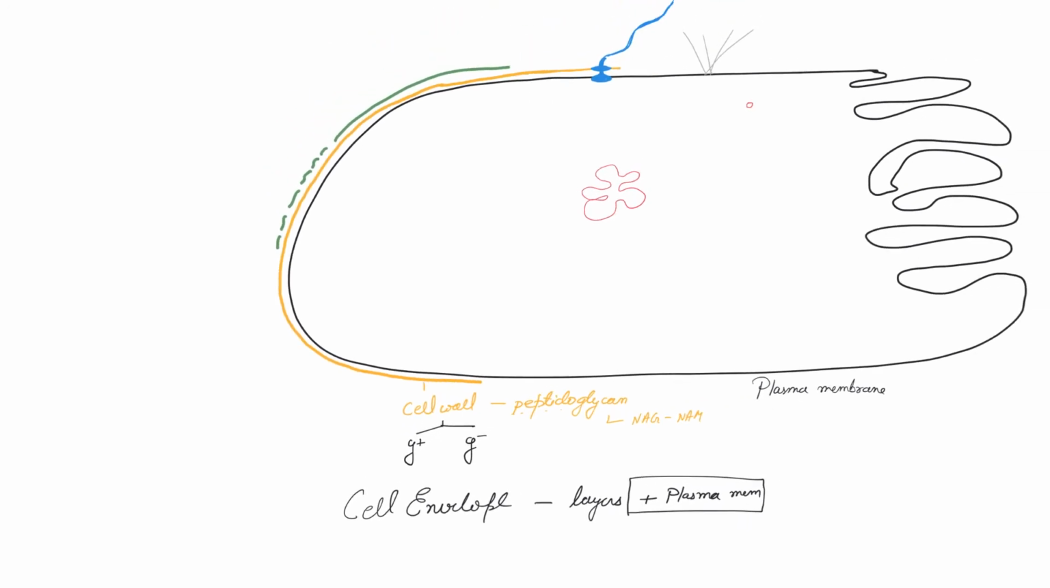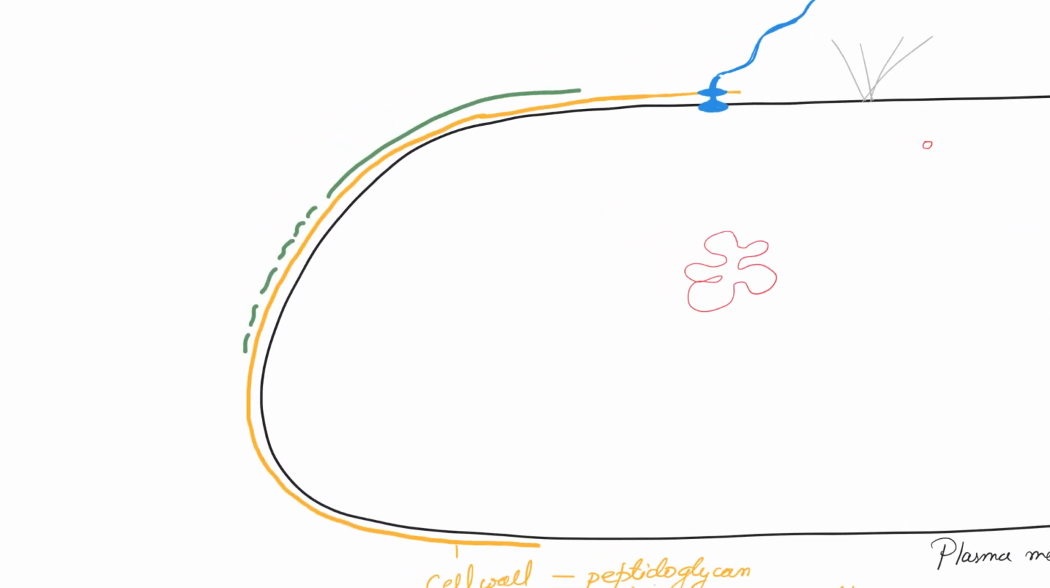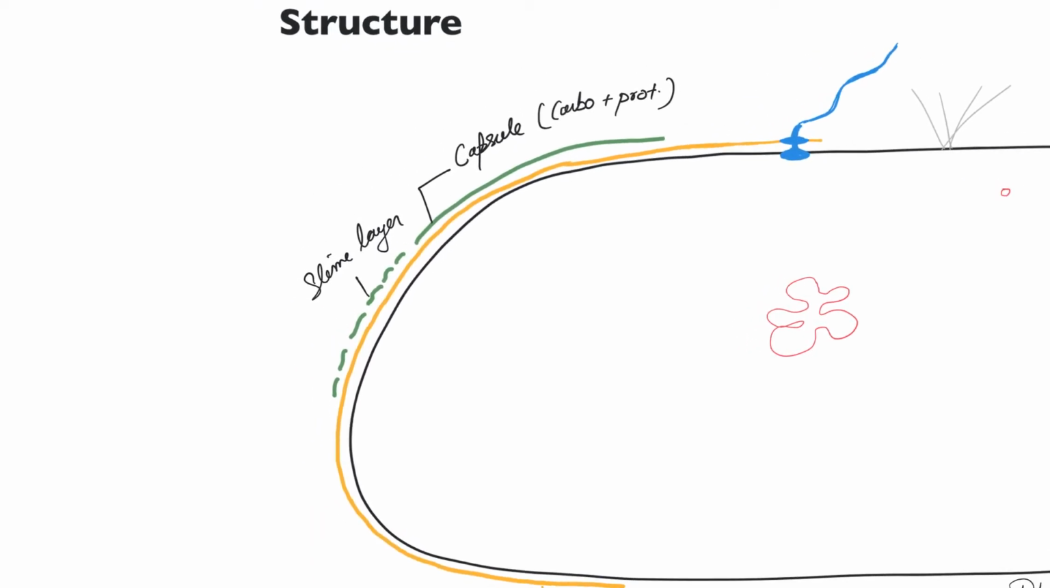But besides having a cell wall, they might have some other layers as well. Now, if that other layer is very organized, you call it a capsule, which can be carbohydrates and or proteins. If it's not very organized, we like to call it a slime layer. Now, there is some sort of extra name that you might have heard, which is very much related to that, and that is glycocalyx. Again, glyco, carbohydrate layers that might be used for both slime layers or capsules.